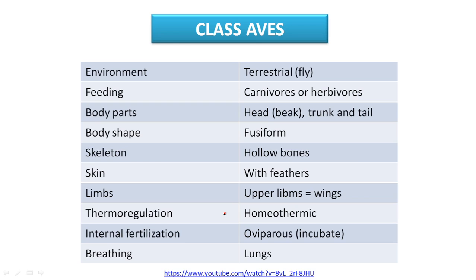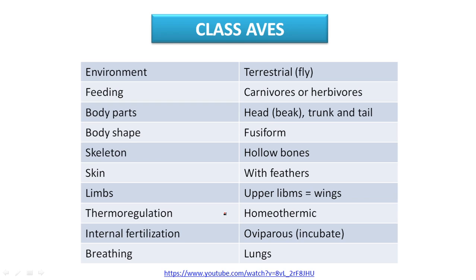Also, the limbs, okay, they have 4 limbs. The upper limbs are wings, and the hind limbs are adapted to different functions like swimming or climbing, also hunting, running. So there's a lot of diversity in the limbs, okay?